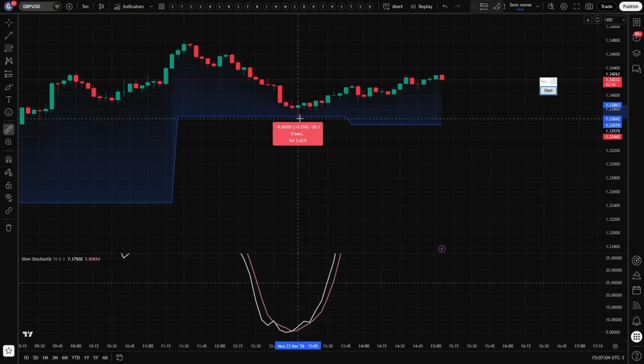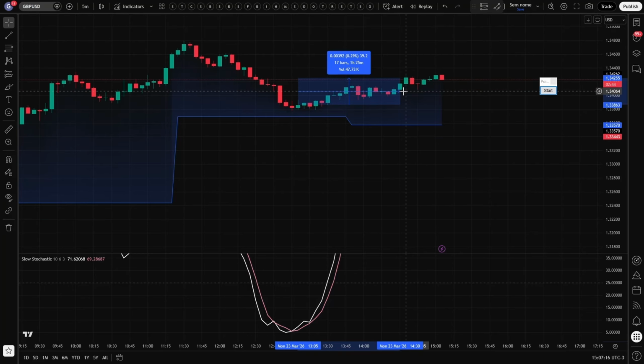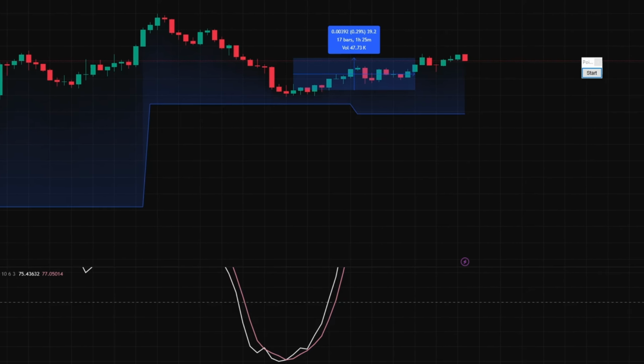So we would place our entry right at the close of the candlestick that made the crossover. Set our stop loss just below the blue region here at minus 0.15%, and we will always set the take profit target for 2 times that at 0.30. And the price hit it right here a few minutes later, giving us a win.